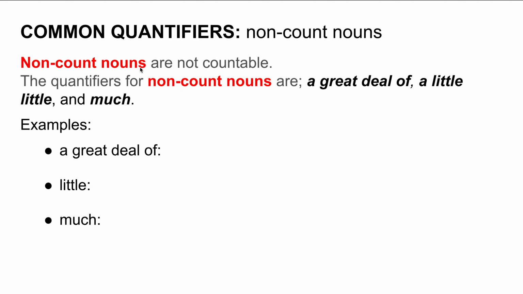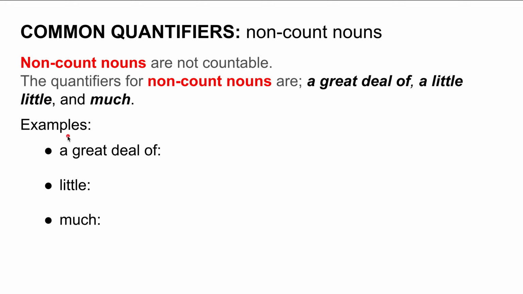You know, money is always singular. It's non-count. Time, it's always singular. It's non-count. So let's move on now. The quantifiers that work only with non-count nouns are a great deal of, a little, little, and much.